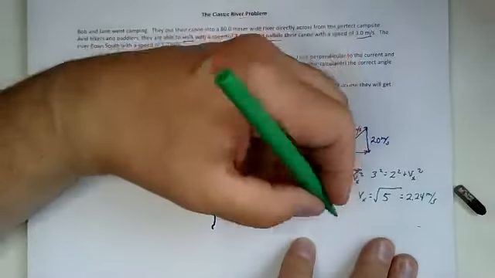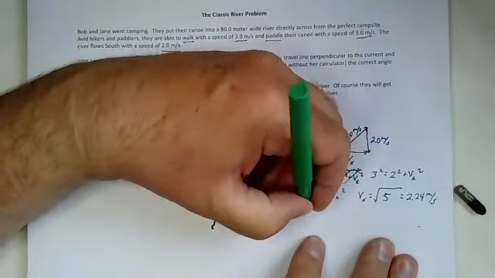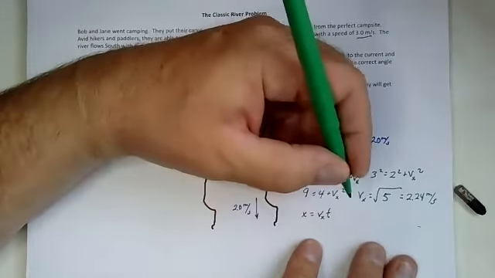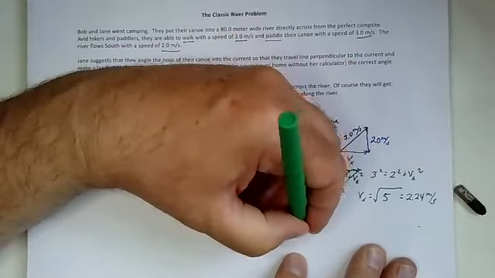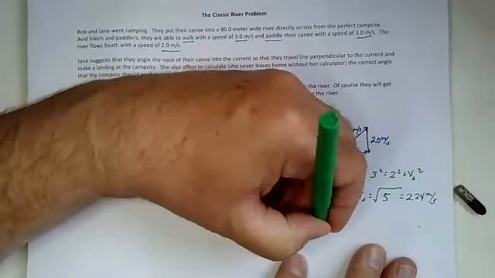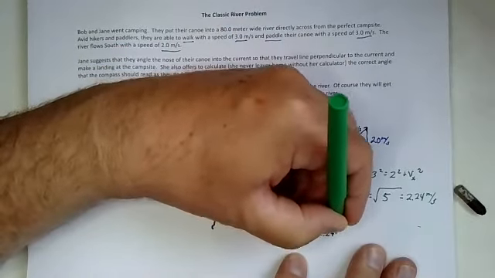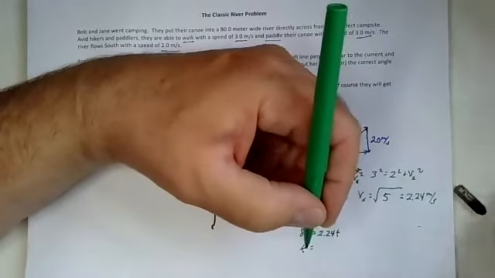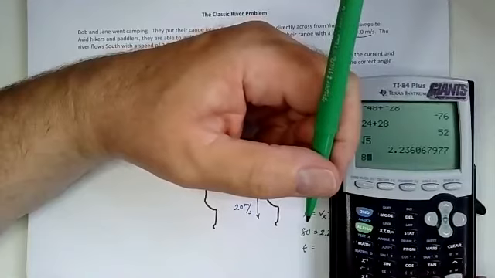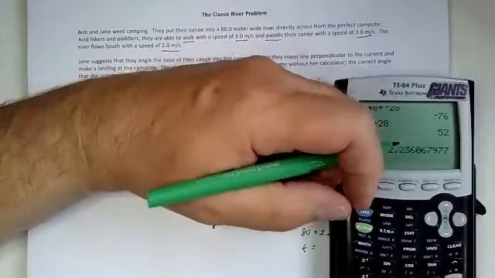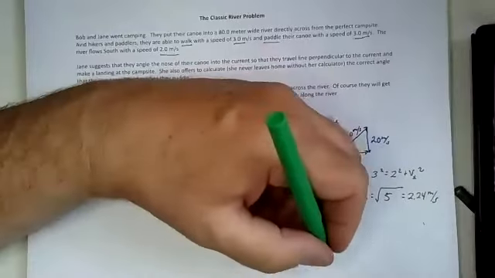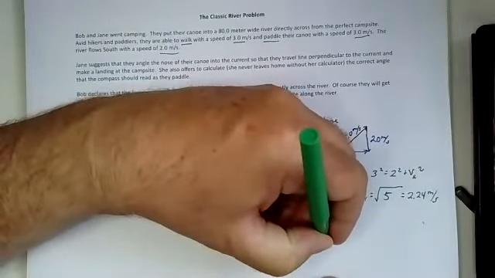And the distance is 80. So x equals Vx times time. And so the distance, 80, equals 2.24 times t. We divide both sides by 2.24. We get 35.8 seconds. So that's her time to cross.